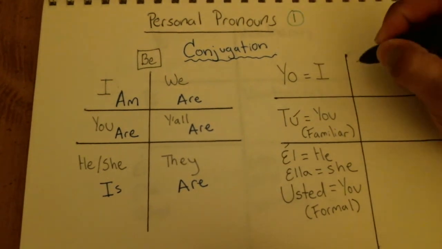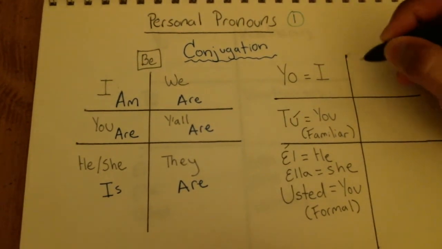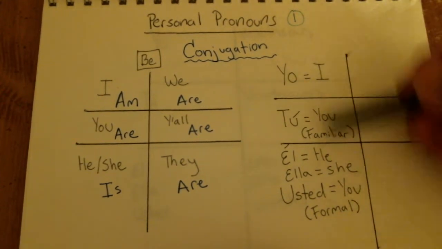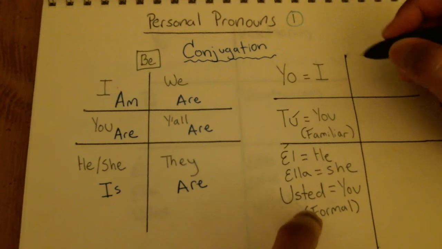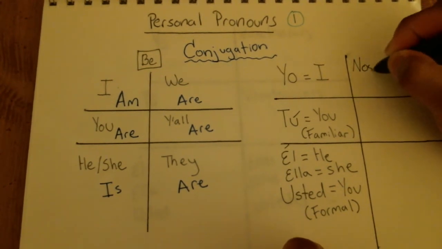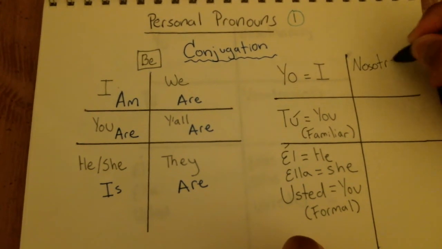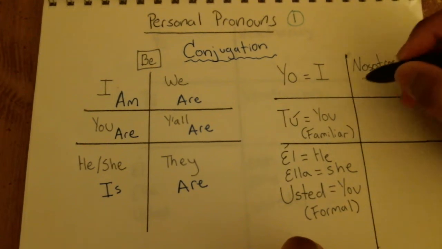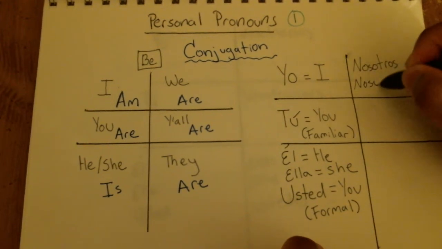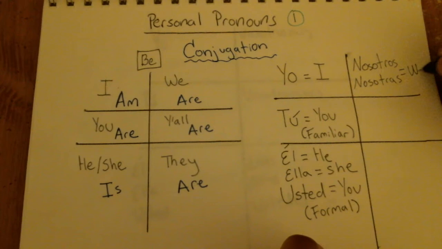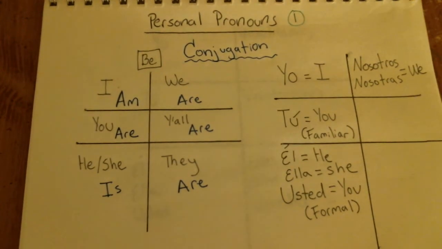Now we move over to the right side of the box. Over on this side of the box, everything is plural, whereas over on this side of the box, everything is singular, okay? So the first personal pronoun that's plural is nosotros, okay? That's masculine, by the way. If it's feminine, it's nosotras. And what do these mean? They both mean we, okay?